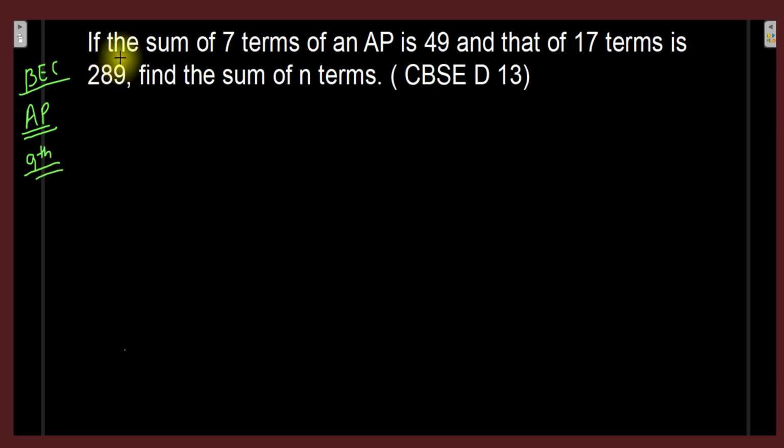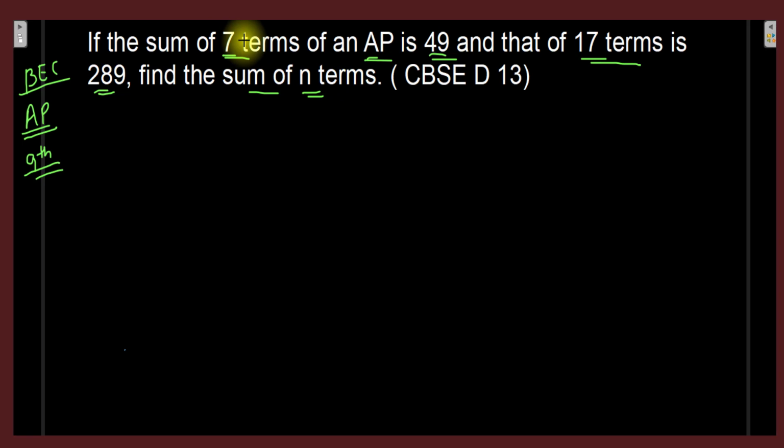Here is the first question. If the sum of 7 terms of an AP is 49 and that of 17 terms is 289, find the sum of the n terms. Here, friends, it is given that the sum of the first 7 terms is 49 and the sum of the 17 terms is 289, and we have been asked to find the sum of n terms.